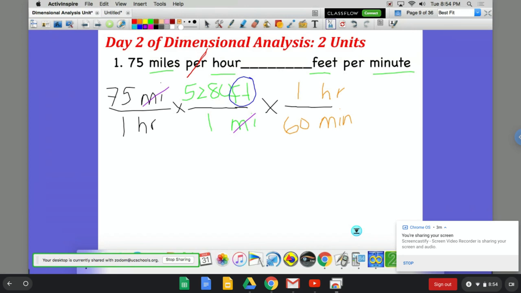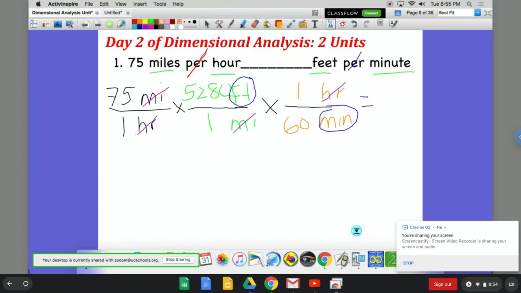So now hours on the bottom, hours on the top, so they cancel out. And so now we have minute. So now we have our feet over our minutes, and that is exactly what we need for our answer because it is feet per, or over, minute. So now we just need to do the math part, which is multiply everything out.